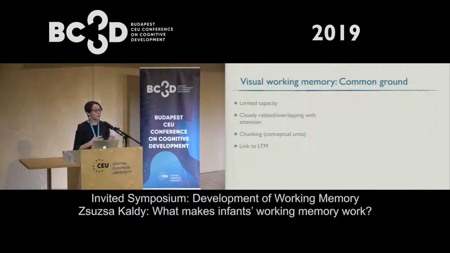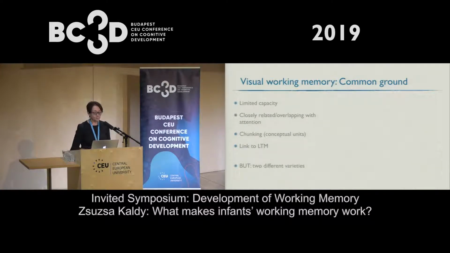We also know that the information that's being retained in visual working memory is conceptually organized. Chunking is the term that's been used, and everyone seems to agree on that as well. And there has to be a link with long-term memory, such that information that is first encoded in visual working memory has to be transferred, not necessarily, but typically at some point, to long-term memory. So these are some of the basic facts that we all agree on.